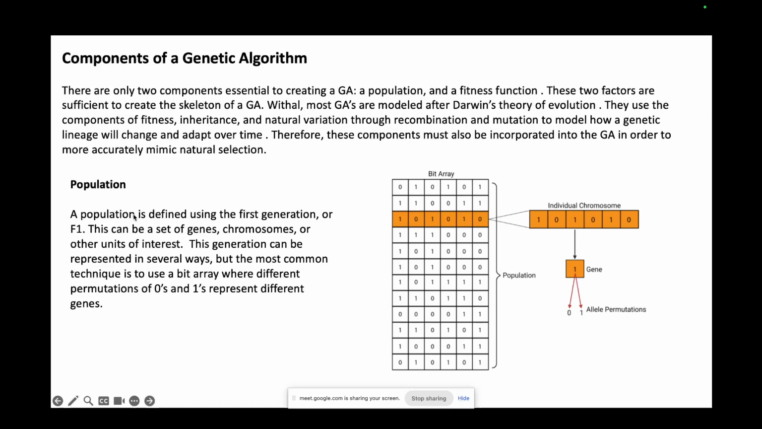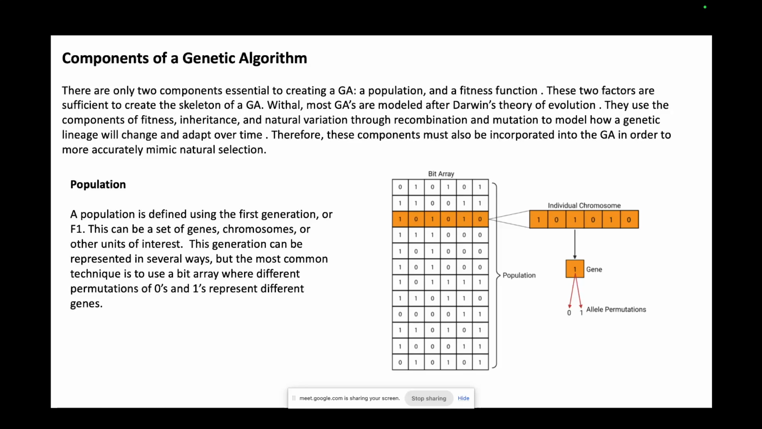So this is what a population looks like. A population, using the first generation, or F1, is defined as the set of genes or chromosomes or other units of interest. For example, you can assume this is a whole population. Each of these rows is a one dimensional array. So 1 2 3 4 5 6 7 8 9 10 11 12: 12 such arrays make this population. Each array can be viewed as a single model or a single equation, and the set of all these describing the whole process is known as the population. Each unit of this population, there are 12 units here, you can imagine as a chromosome, and inside each of them, you can imagine each element as a gene. So this is the general structure of a genetic algorithm.